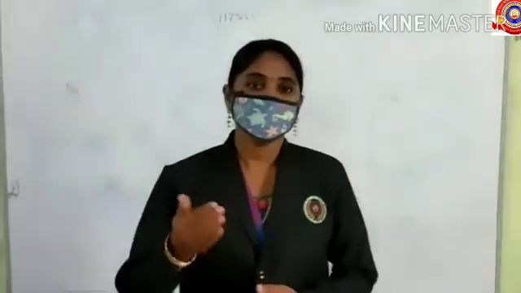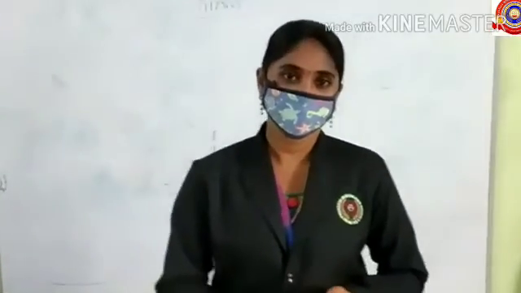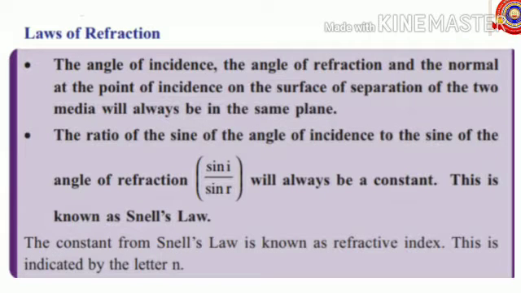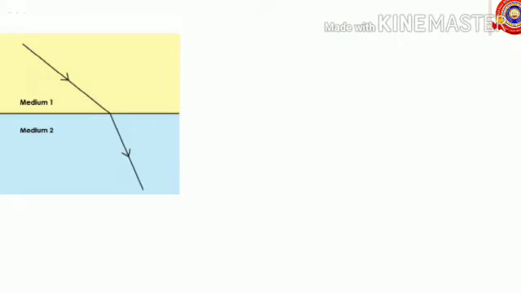Do you remember which contents we went through in the previous class? Yes, we studied some of the important concepts of our fifth chapter. We studied about refractive index. So refractive index is a constant. That we already studied, and we also studied about the laws of refraction. And also we discussed how we can find out the refractive index of glass when light enters from air to glass. And you might have understood that the refractive index of glass with respect to air is 1.5.